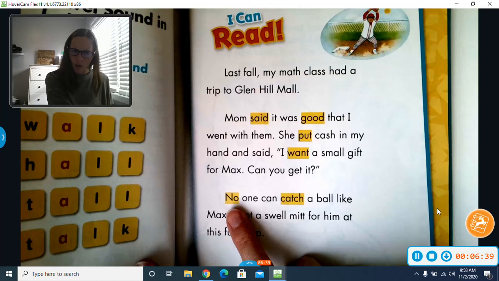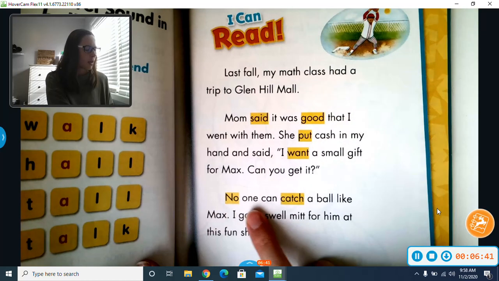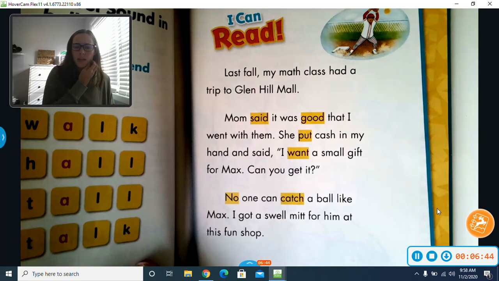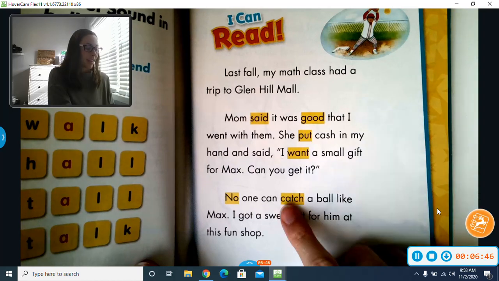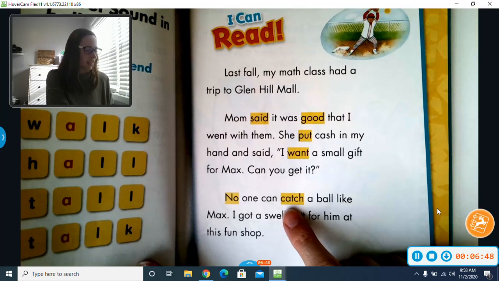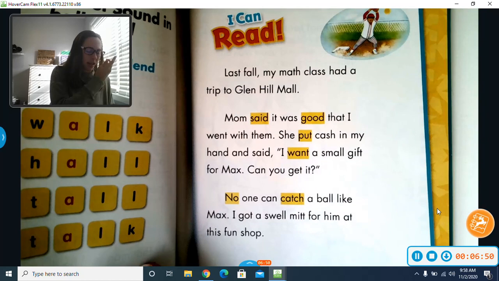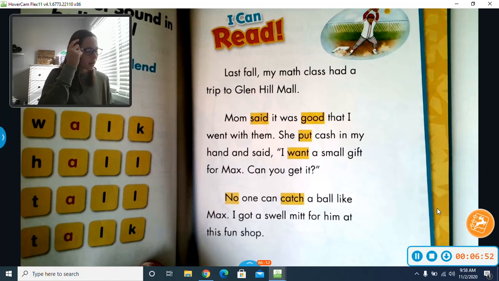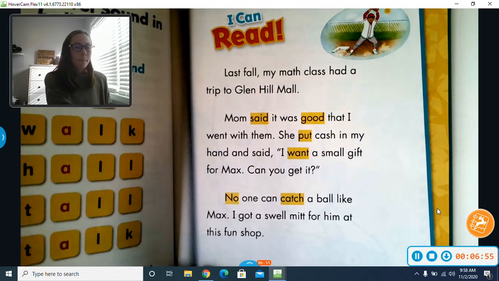N-O, no. Good. This word is no. And the last one here I see is catch. Can you say catch? Good. Make sure we are pointing and looking when we say that word so our brain remembers it.